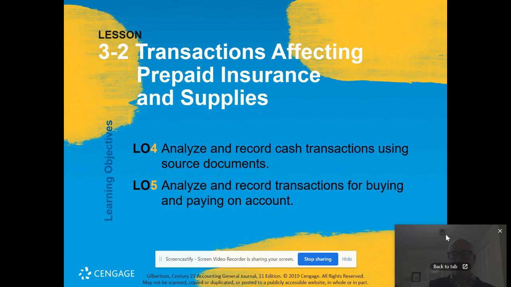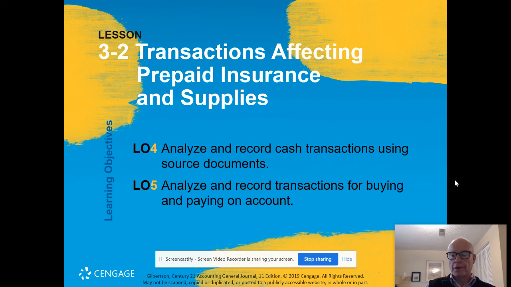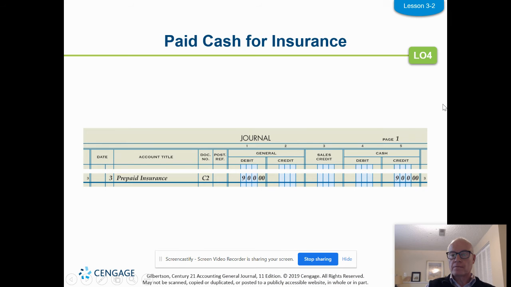Okay, so here we go. So first of all, we have this transaction, paid cash for insurance. Now, just to kind of pause here, a few things to note.